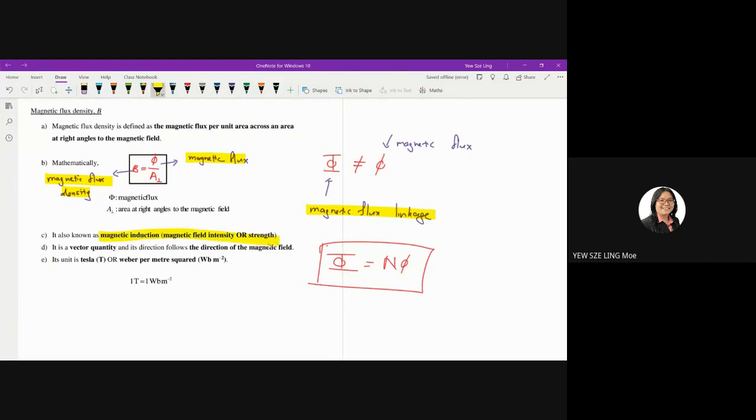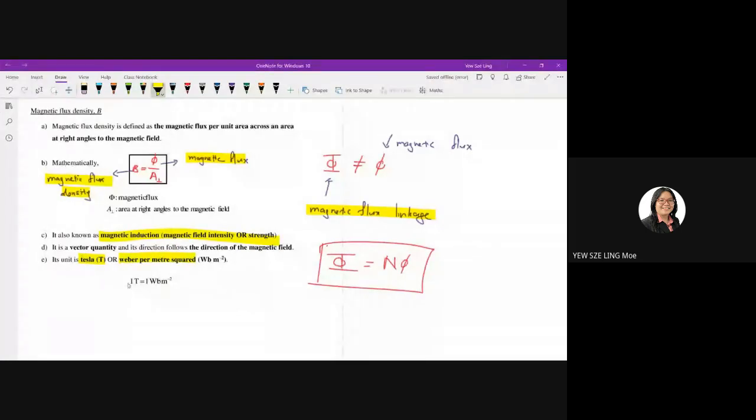It depends on the questions. If the question asks you to calculate magnetic induction, then you know it's B. If the question asks you to calculate magnetic flux density, then you know it's B. If we say magnetic field intensity or magnetic field strength, it also refers to B. It is a vector quantity, and the direction is the direction of the magnetic field. The unit is Tesla or Weber per meter square.